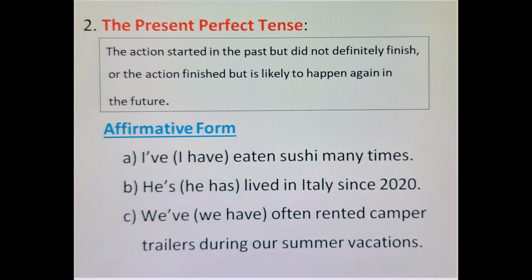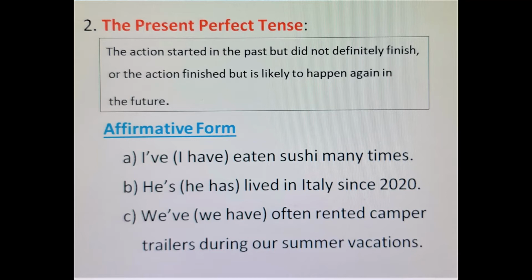I've eaten. I've, the contracted form of I have, and that's what we use when we speak. And then eaten, the past participle of the verb to eat. B. He's lived in Italy since 2020. Repeat. He's lived. He's, the contracted form of he has, and lived, the past participle of the verb to live.